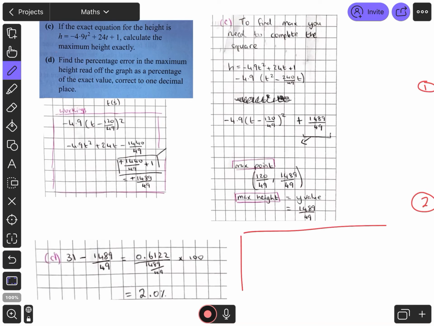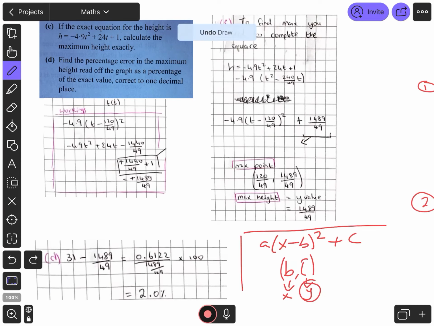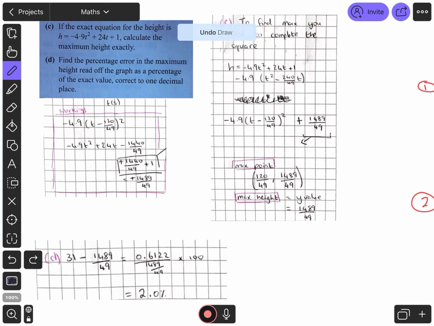What happens when we complete the square? If I just go down here for a second, I'll end up with something in the form of a(x minus b) squared plus c, where (b, c) is the maximum point. Because this is the x value and this is the y value, if we're looking for how high it is, that's talking about the y value. So this c value tells us the maximum height. If that value was a 10, then the maximum height would be 10. If it was a minus 11, then the maximum height would be minus 11.